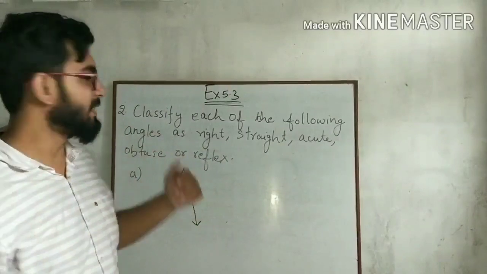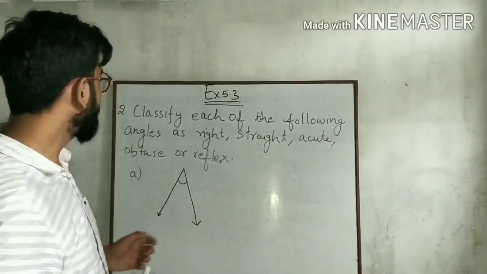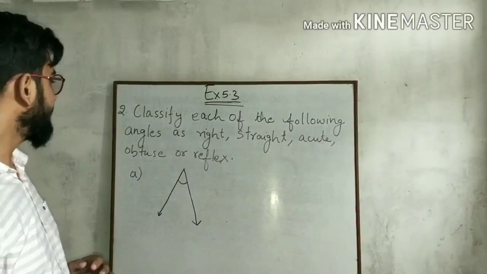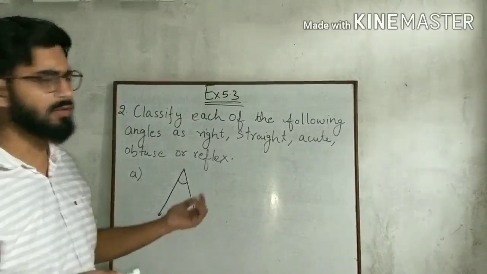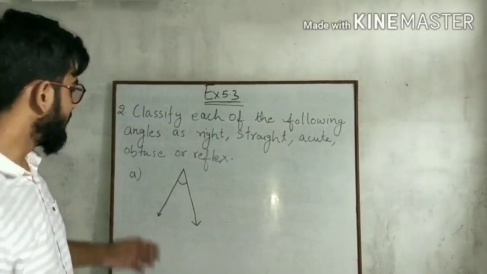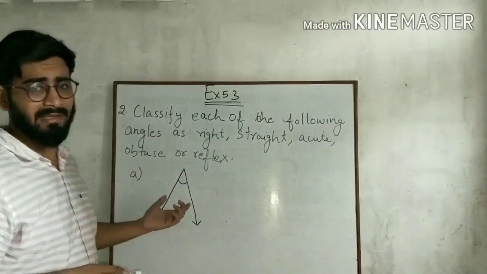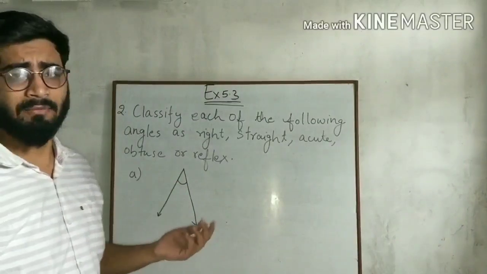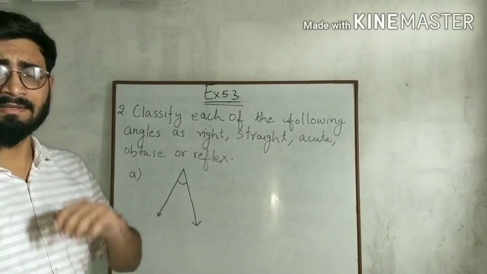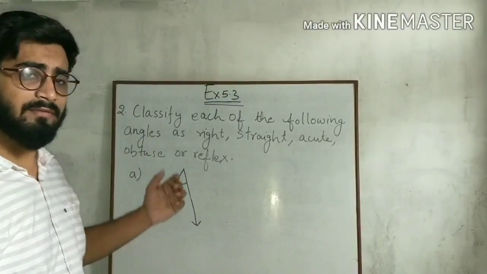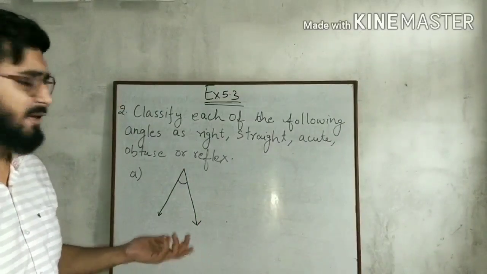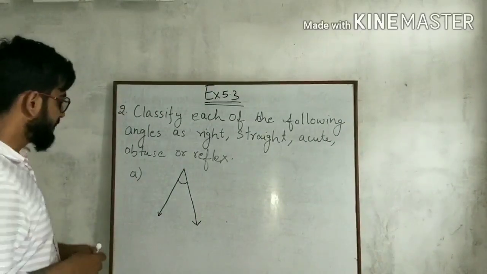Now we are going to do the second question. What is the second question? Classify each of the following angles as right angle, straight, acute, obtuse or reflex. We all know what is right angle, what is straight angle, what is acute, obtuse or reflex. Now by looking at this angle, we have to say which type of angle it is. We don't have to measure. Just by looking at its shape, we have to say whether it is acute, obtuse, reflex or straight.